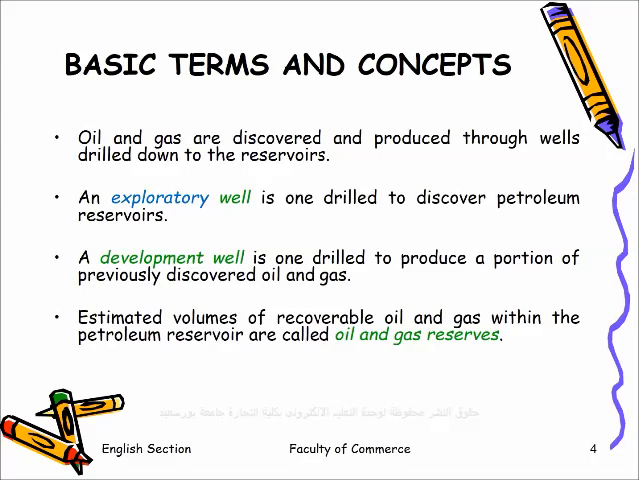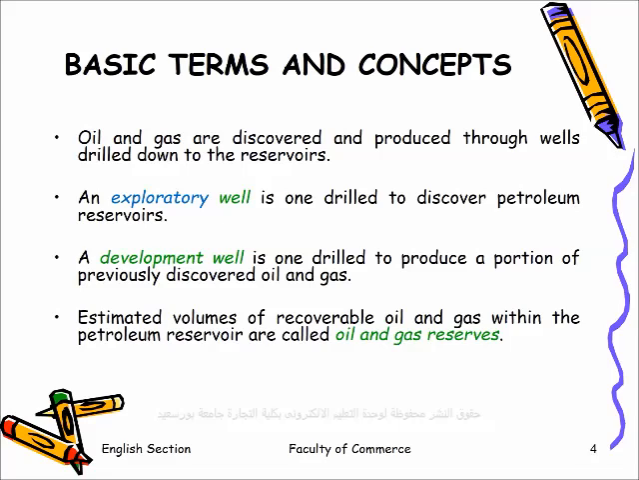Oil and gas are discovered and produced through wells drilled down to the reservoirs. We have two kinds of wells: exploration well and development well. Exploration well is one drilled to discover petroleum reservoir, and a development well is one drilled to produce a portion of previously discovered oil and gas.